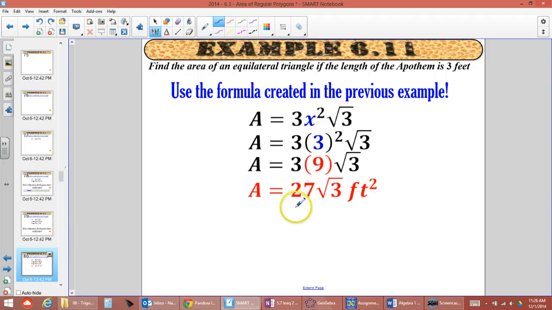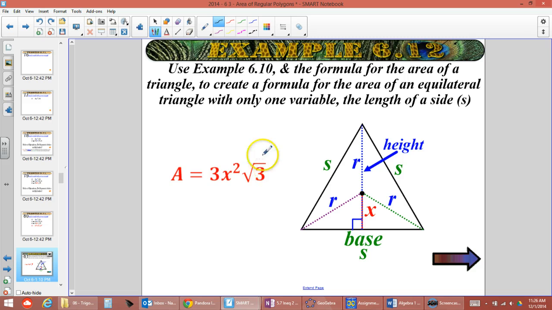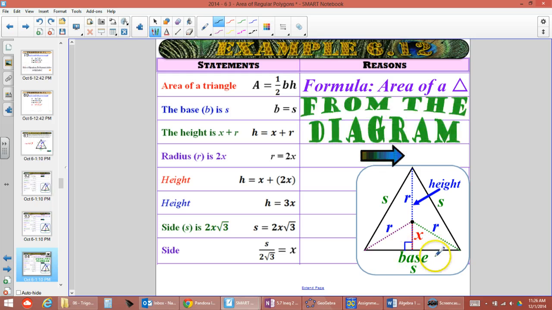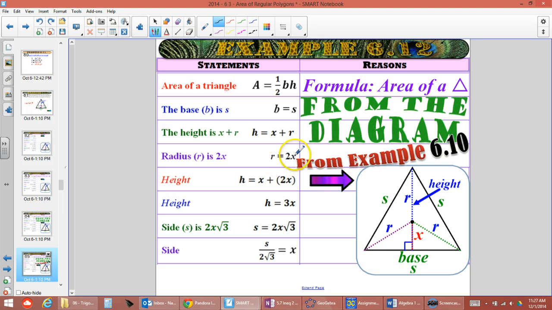All right. Now, if I take that example, that equation that we created for the apothem, and now I want to, instead of writing it out for the apothem, know what it is just based on the side length. Here's the area formula for a triangle. In this case, my base is a side length. This is all from the diagram. My height in this triangle is just the apothem plus a radius. So I get x plus r. Now, r happens to be equal to 2x because of last problem.